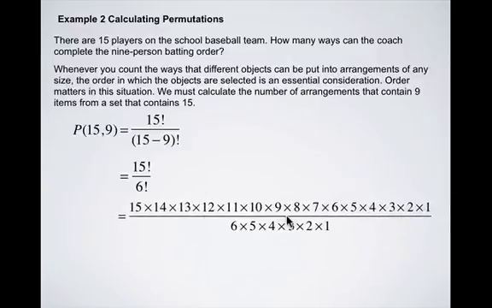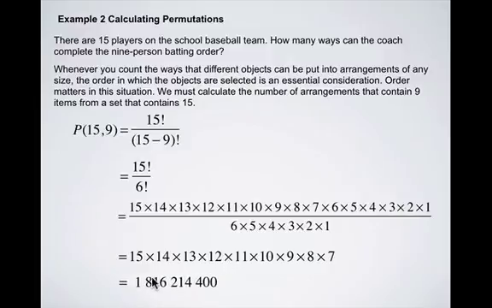which simplifies to 15 times 14 times 13 times 12, etc., down to times 7, because everything after the 7 is going to cancel out by what's divided through in the denominator. And so we end up with 1,816,214,400 possible ways that we could select the order for this baseball team.